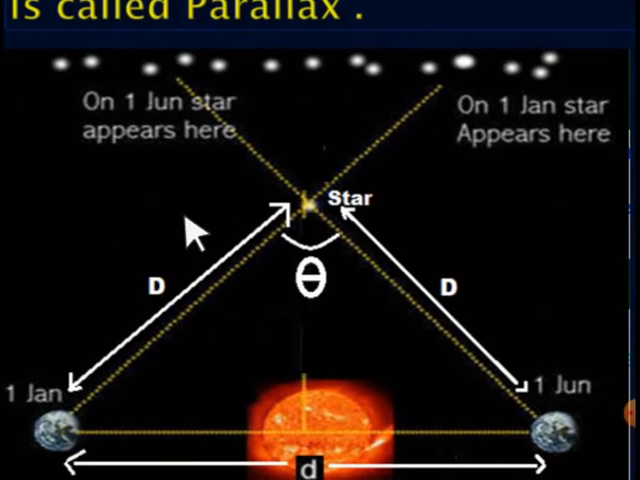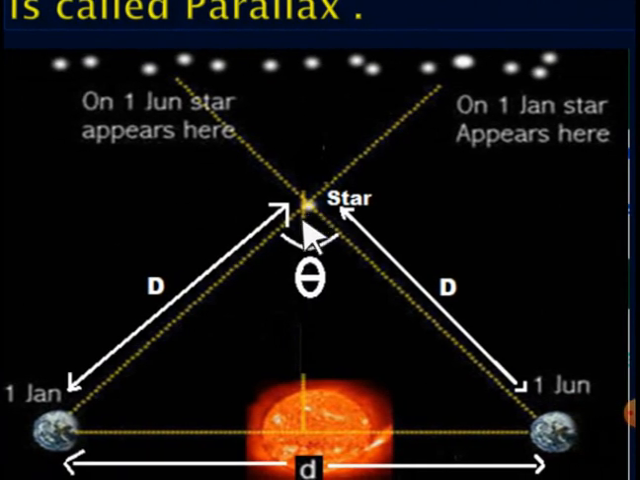Now let's take it that this is the position of the star, this is our sun, and this is our earth. So earth will revolve around the sun like this, in this way. This is in the case of January; we are taking the diametrically opposite sides on each orbit of the earth.